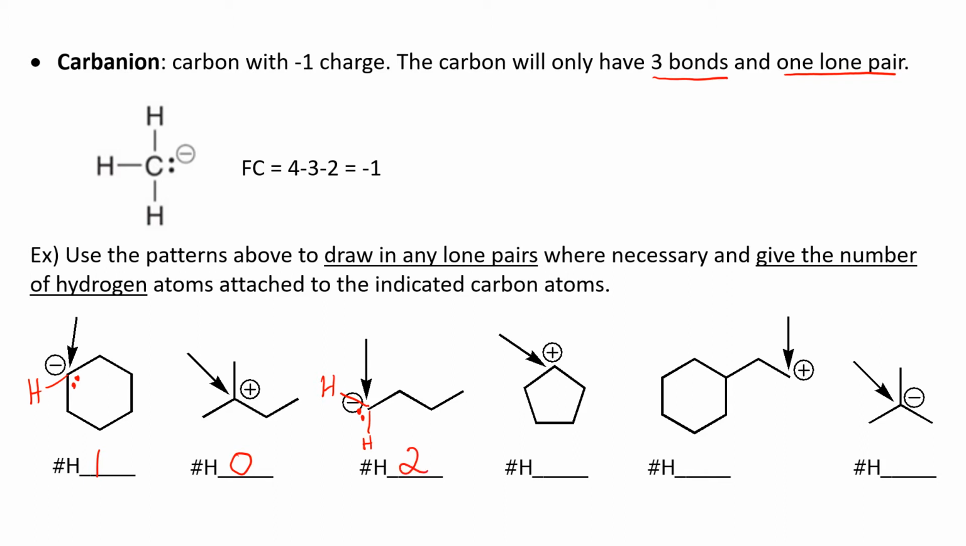The next example with the carbocation, there are no lone pairs. Carbon has 2 bonds to other carbons, so that means there's 1 hydrogen. The next example, our carbocation has a bond to another carbon, so that means there must be 2 other hydrogen atoms. And then the final molecule, we have a carbanion. We should draw in the lone pair. And carbon already has 3 bonds to 3 other carbons, so there are 0 hydrogen atoms.